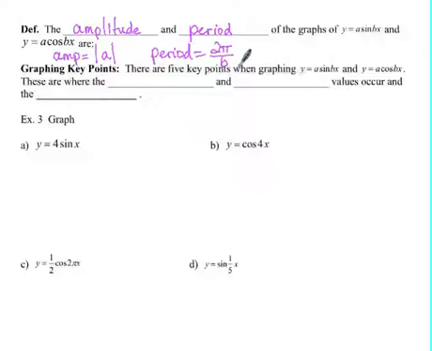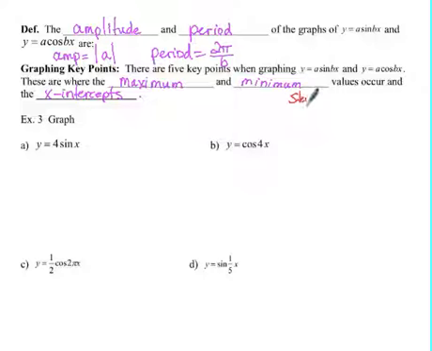All right, graphing key points. There are 5 key points when graphing y equals a sine bx and y equals a cosine bx. These are where the maximum and minimum values occur and your x-intercepts. So those are the 5 key points that I graphed with you on the parent function, okay? So I'm going to give you some steps to write down that will help you with your graphing, okay?